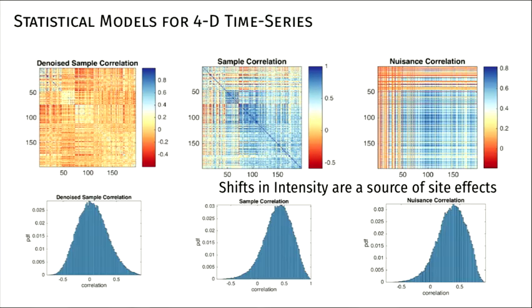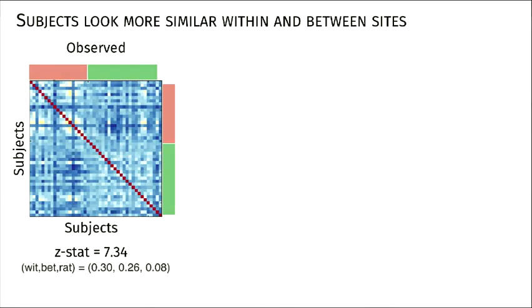Okay, and you can look at how the changes in the intensities of these values are often a source of site effects. So we're going to come back to this visualization that I mentioned before, which was comparing the strength of the correlations, subject by subject similarities within and between sites. This is what it looks like for the observed correlation matrix, which is uncorrected. You can see this has substantial site effects, using our statistic.